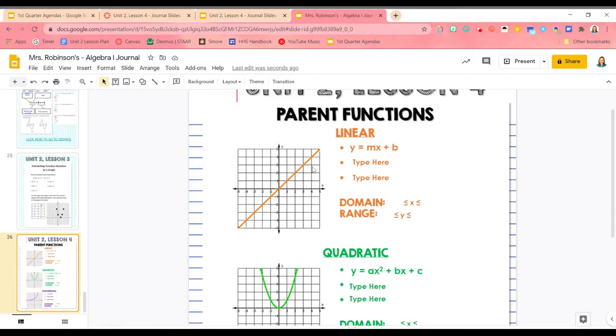Now this line, the slope, remember that's how steep the line is, can get steeper. So it can be raised up higher. It can move up and down on this y-axis. Those are called transformations.